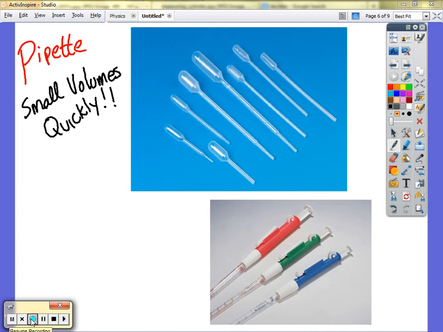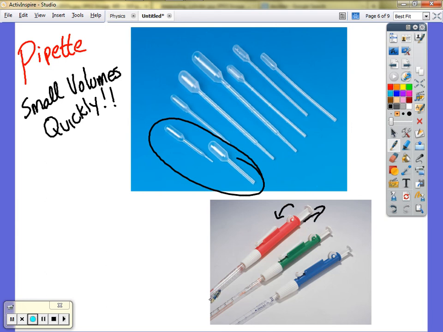Next we have the handy dandy pipette, whichever word you want to use. In high school, we get to use the little eyedropper ones. In sixth form and in university, you use this type of pipette. When you roll this little plunger, or you could pull it, it sucks the water up the tube and it measures it that way. Also for small volumes, but to measure small volumes quickly.